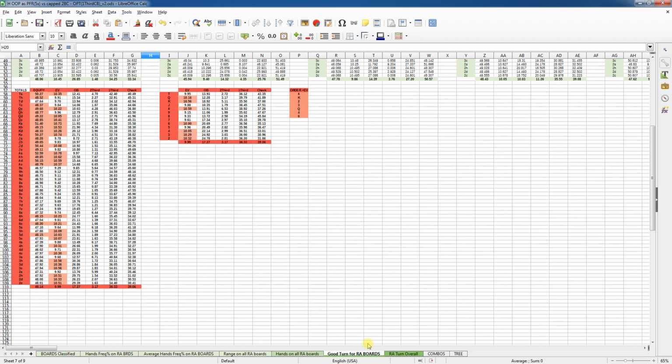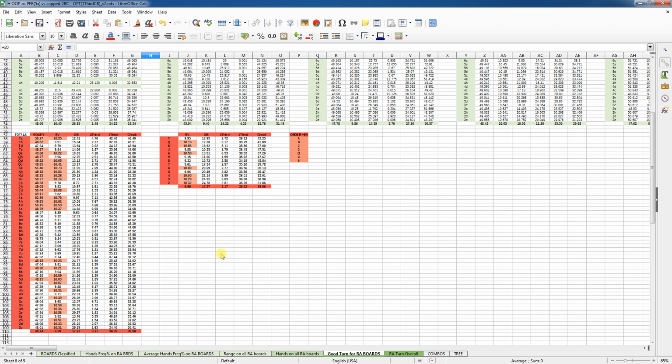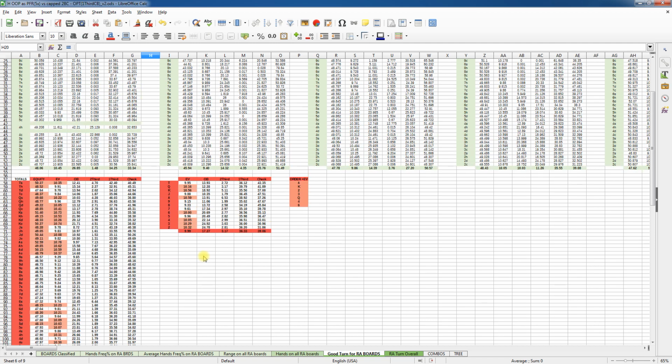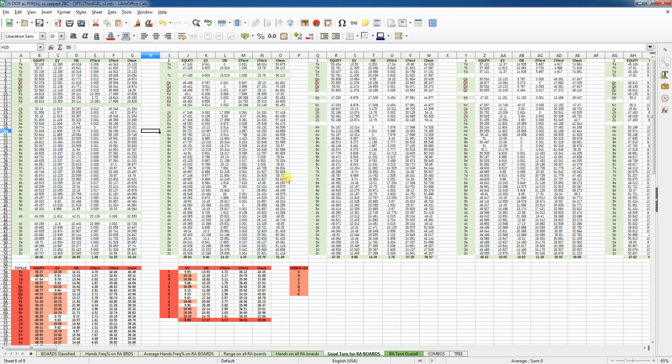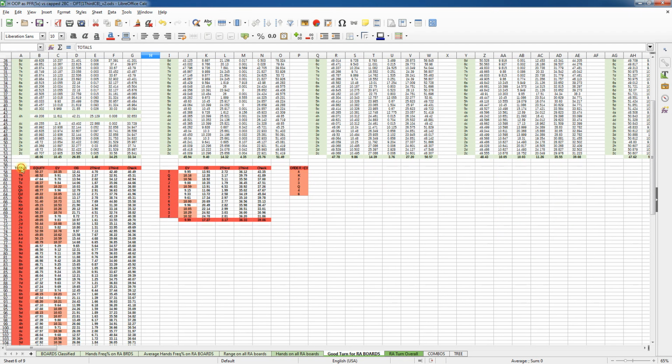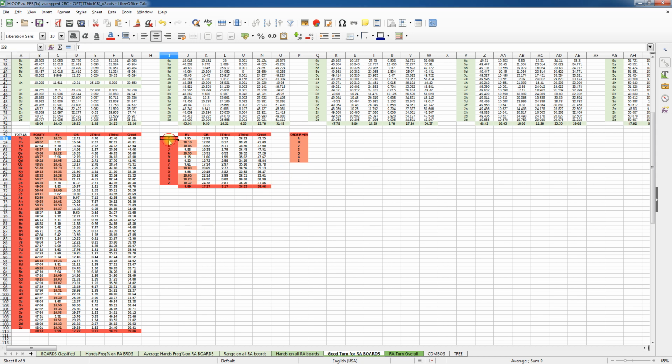But I did the same process on the range advantage boards. The exact same process. I just extracted turn reports, but just on those range advantage boards. I did the same aggregated table and the same shrunk table, and by expected value, those are the best turn cards on range advantage boards. So ace is the best, then king, 2, 3, queen, 4, and 6. So this is something you can do with the data gathering.